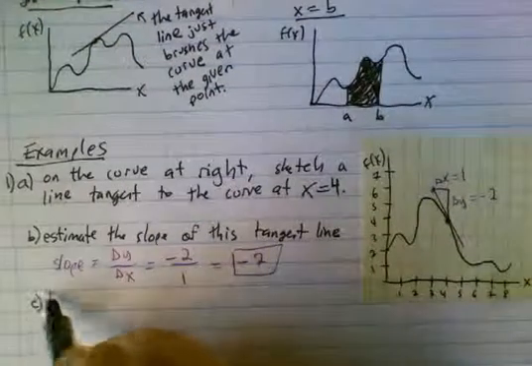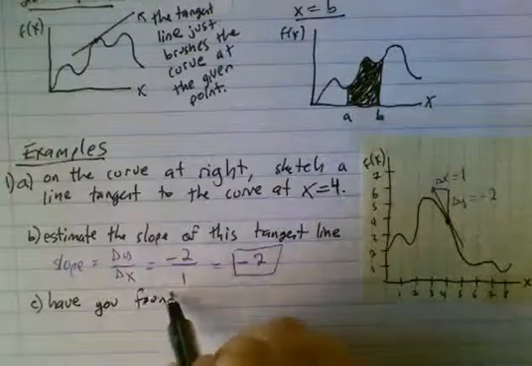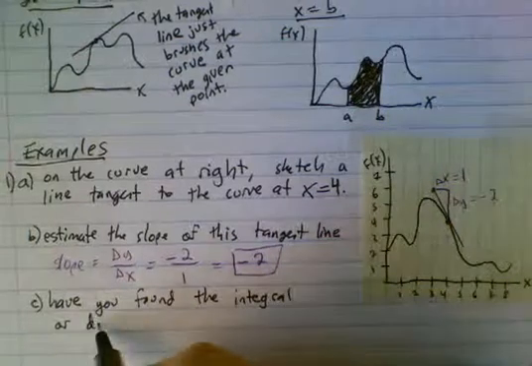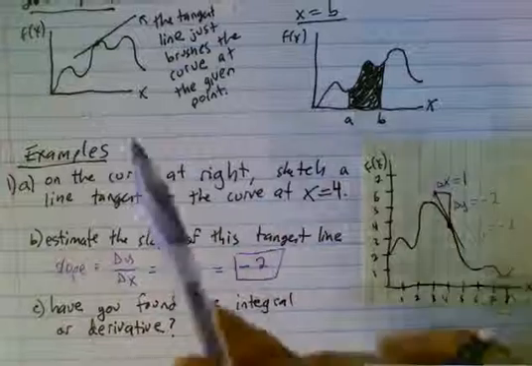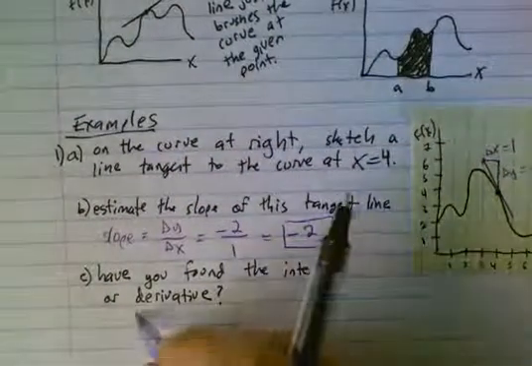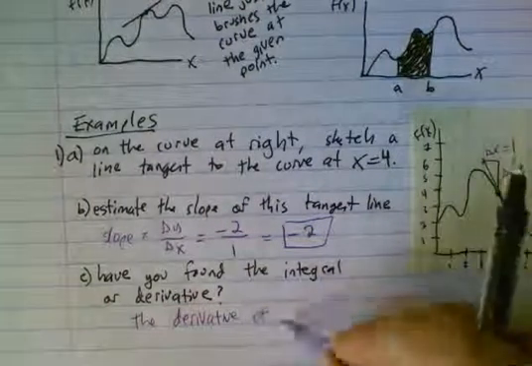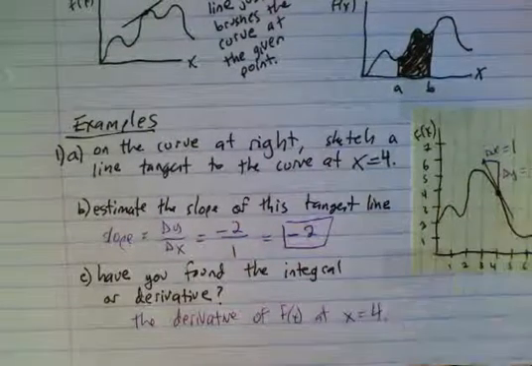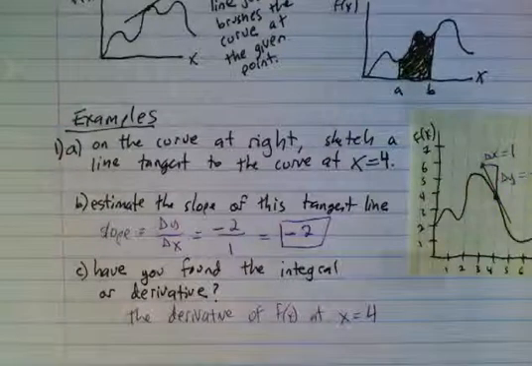And then C, have you found the integral or derivative? We know that the slope of the tangent line is associated with the derivative. So that means we found the derivative of, this is called f of x, at x equals 4. And there we go. That's calculus. There will, of course, be a lot more to it, but that's the basic idea.